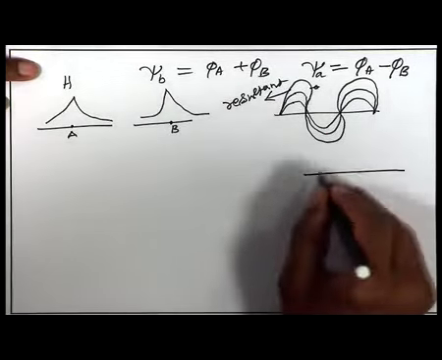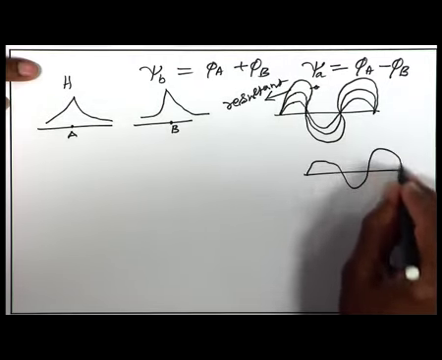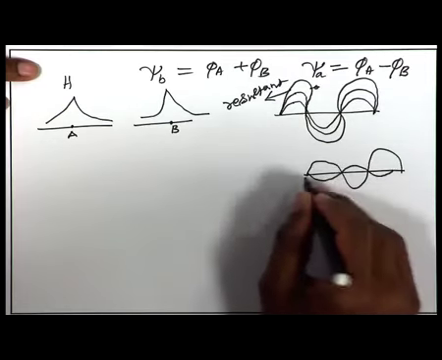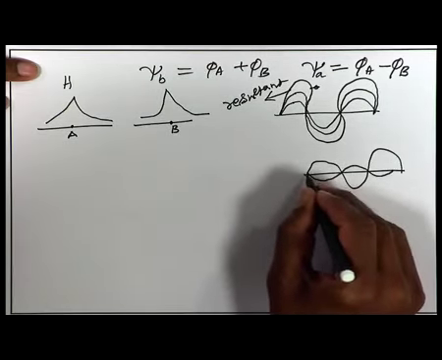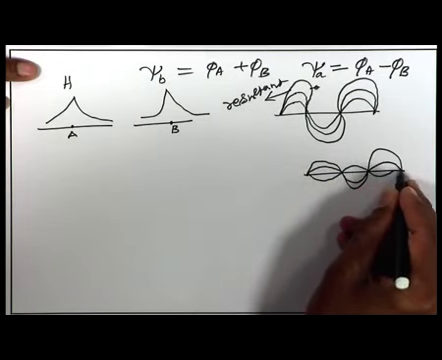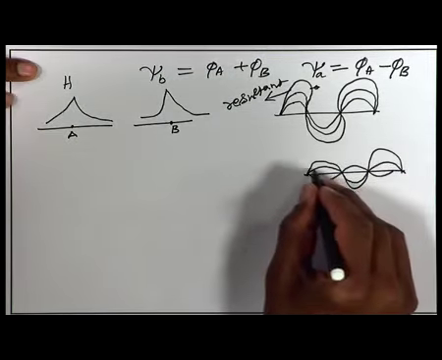Suppose you take a wave of this type, and then you have a wave of this type, and then the resultant wave will be like this. So, this is the resultant one.